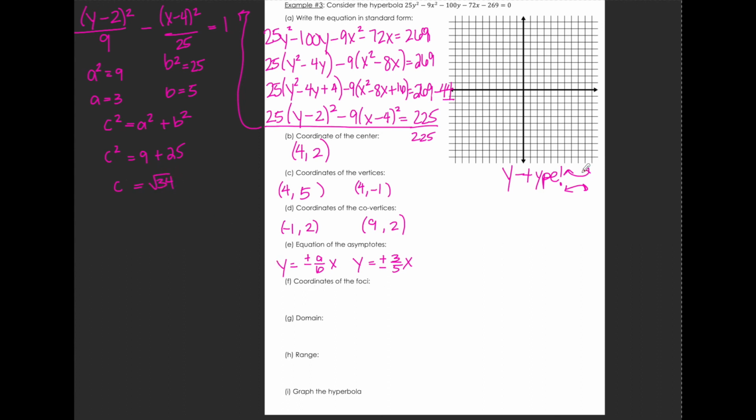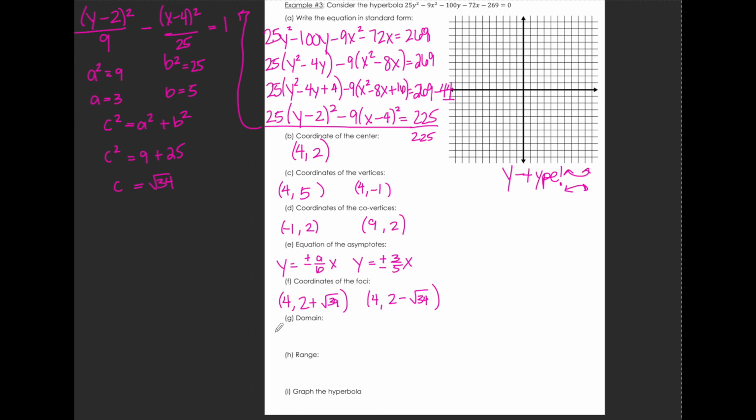For the foci, again, I'm going to be c units above and below the center. So my x coordinate for the center stays the same, and then I have to add c to that y coordinate. That's one focus. And subtract that c value from the y value to get the other focus. And just leave it like this in radical form. You're not going to write it as a decimal or anything like that.